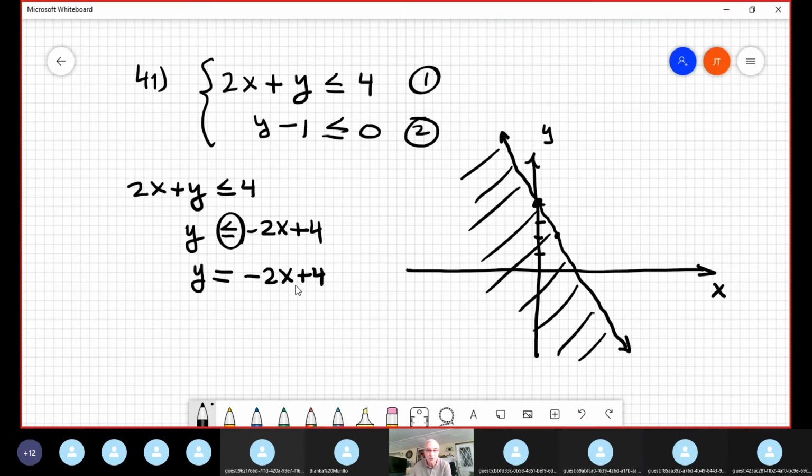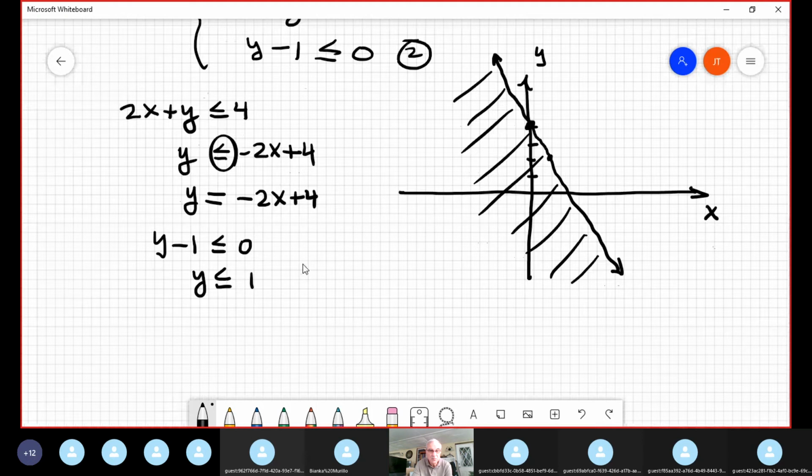Super. Now let's move on to the second inequality: y minus 1 less than or equal to 0. So y is less than or equal to 1. I convert it temporarily to an equation: y equals 1. In this equation, the x is missing. Therefore, this is a horizontal line passing through 1. And it's a solid line because it contains the equal sign.